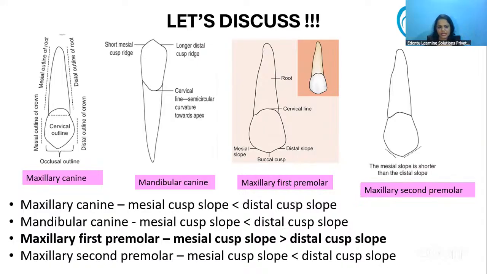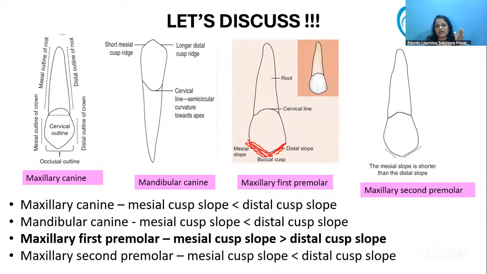Okay, the maxillary canine, the mandibular canine, maxillary first premolar, and the maxillary second premolar. Usually the mesial slope of the maxillary premolar will be very much longer than that of the distal slope. Okay, look at the maxillary canine or the mandibular canine or the maxillary second premolar. Their mesial cusp slopes will usually be very short when compared to the distal cusp slope.